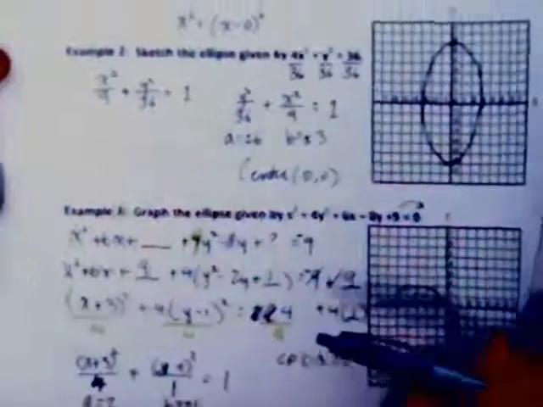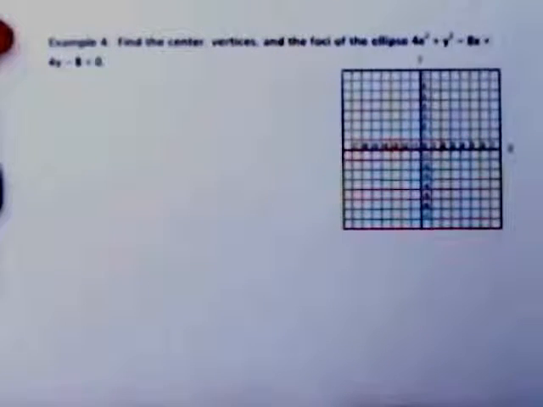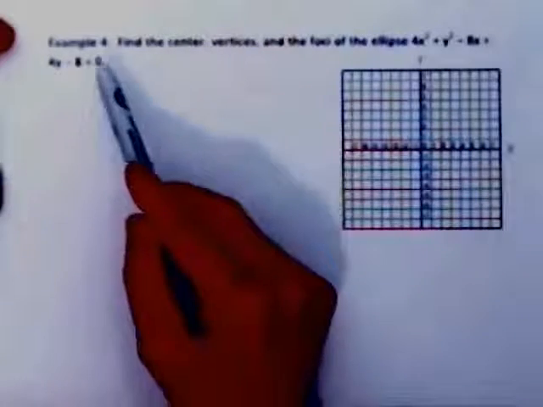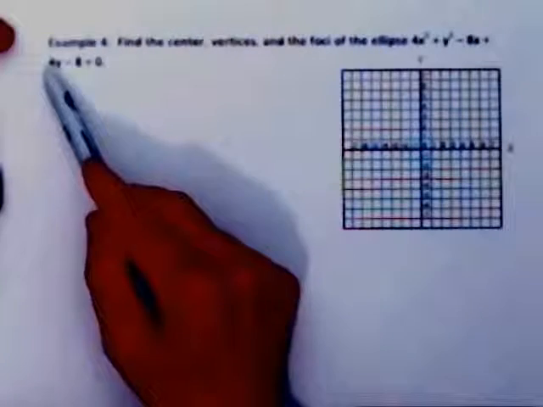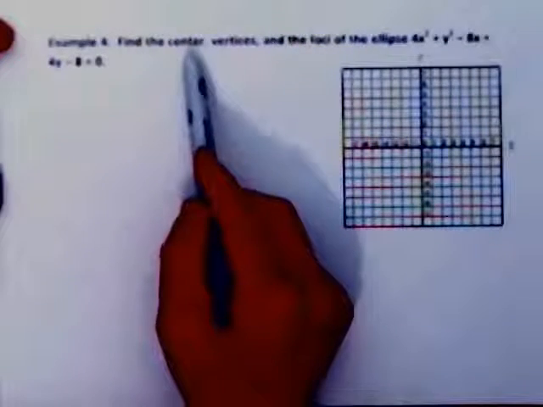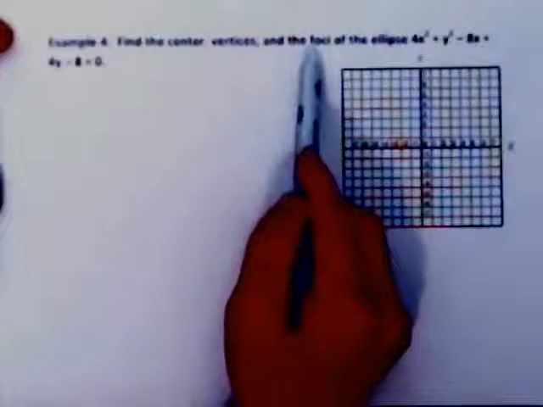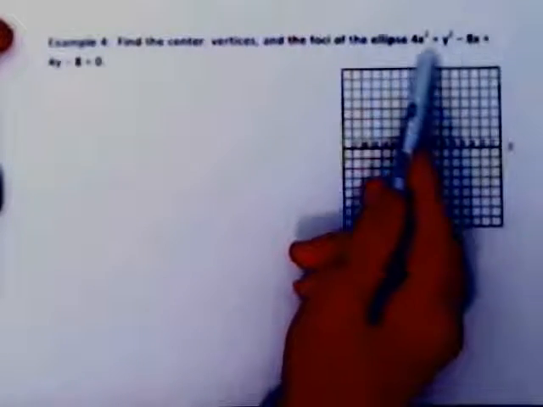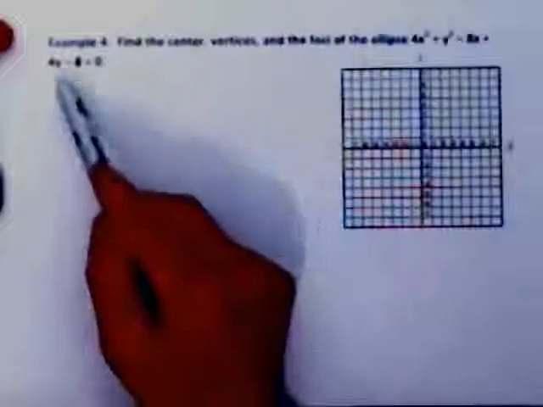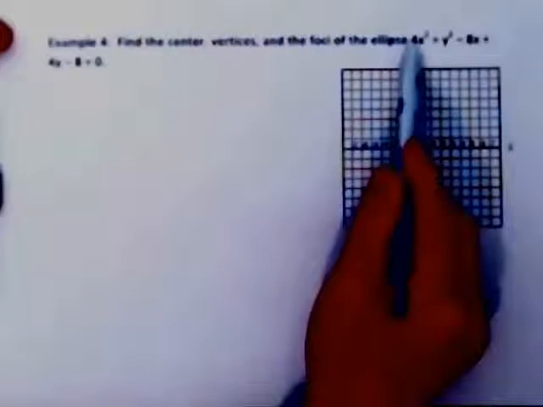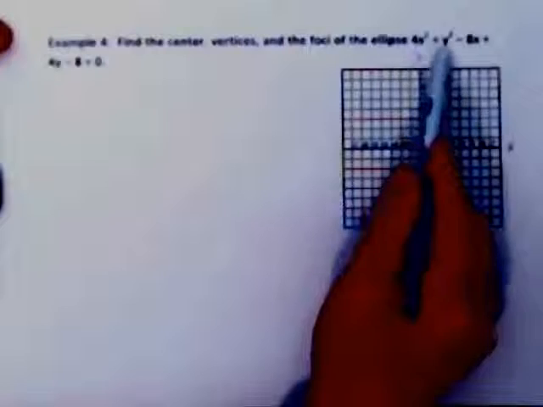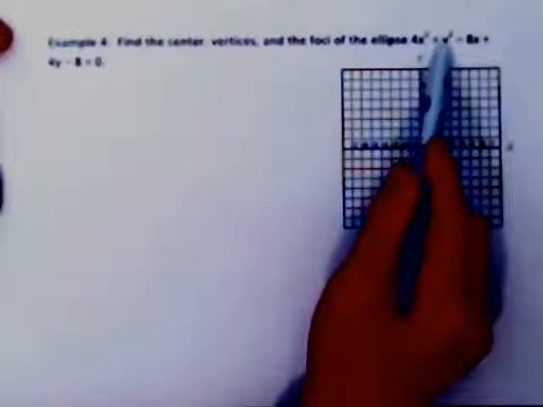Next question is the last example, number 4. This one has a lot of parts, so I'm going to do this as slowly as I can. It says 4x squared plus y squared minus 8x plus 4y minus 8 equals 0. So let's find the center, the vertices, and the foci of this ellipse right here. Notice that this is in general form. This is our big A, big B. Notice that the coefficients of our leading terms are not equal. We know that it's going to be an ellipse.